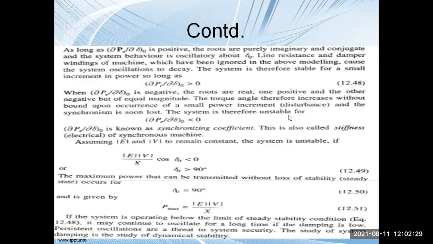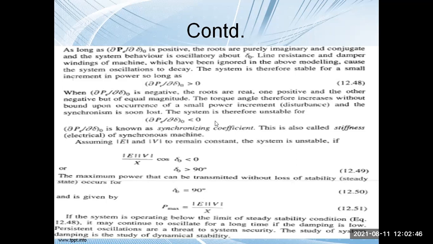So we know that in a synchronous machine there is the damper winding. This damper winding has basically this task: the damper winding has to damp out this oscillation. This sustained oscillation will be damped out with the help of this damper winding.